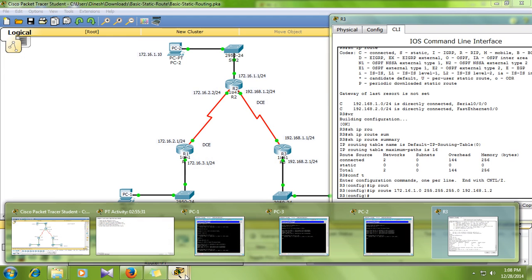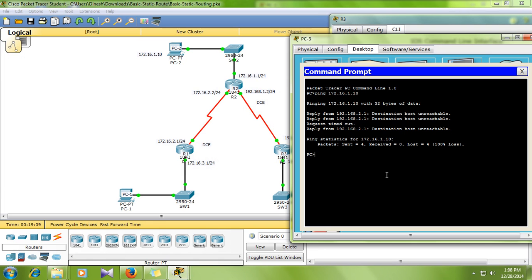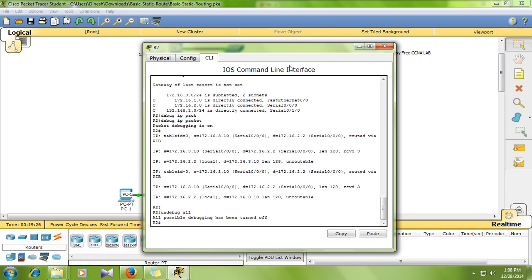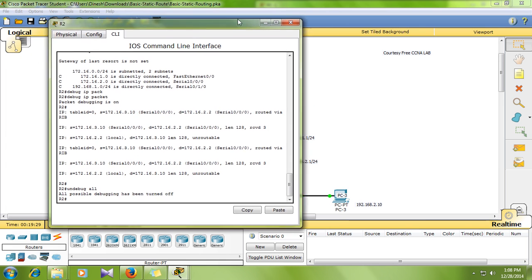So you try to reach PC3. What do you get, destination host unreachable? No. Why? The route is available in this routing table. It's forwarding to R2, but you are not getting the reply. You are getting request timed out because there is no route available in R2 for 192.168.2.10. We are going to do this.